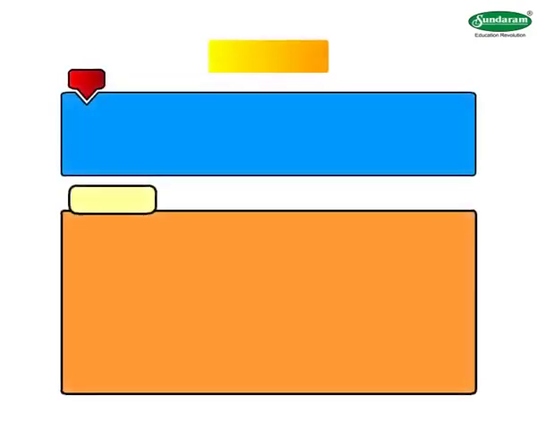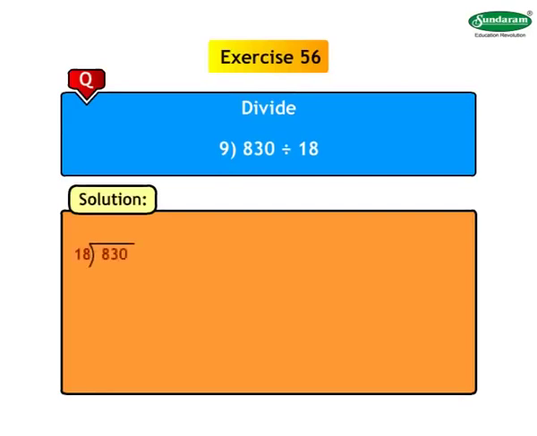Let us take an example from exercise 56. Question. Divide 830 by 18. Solution. Arrange the division vertically. Consider the extreme digit 8 to the left of dividend 830. We cannot divide 8 by the divisor 18. So we write 0 above 8 in quotient. 8 minus 0 is equal to 8. Now write 3 next to 8. Now we have to divide 83 by 18.